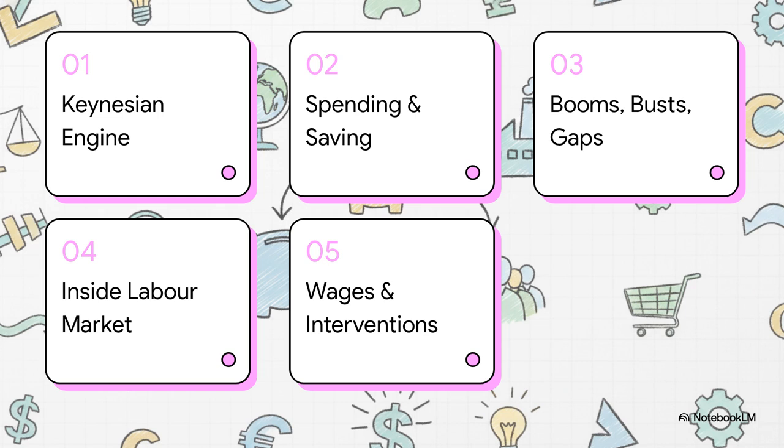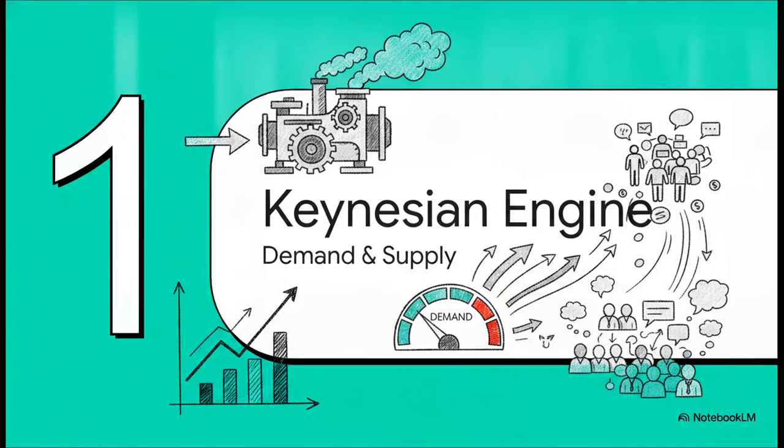We'll start with the Keynesian economic engine, move on to spending, saving, and multiplying, and then track the highs and lows in booms, busts, and gaps. After that, we'll zoom way in for a look inside the labor market, and finally wrap things up with wages, interventions, and unemployment. All right, let's get started with Section 1, the Keynesian economic engine.